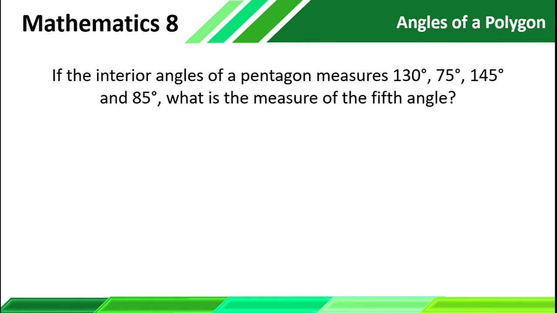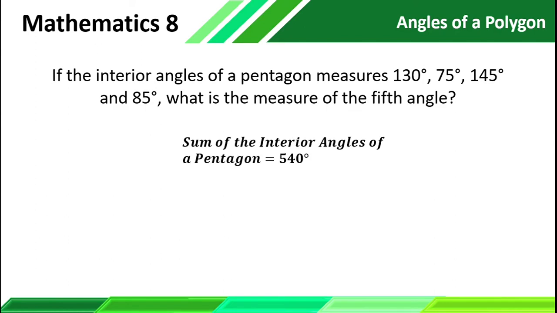Next, if the interior angles of a pentagon measure 130 degrees, 75 degrees, 145 degrees, and 85 degrees, what is the measure of the fifth angle? So in this given problem, it was mentioned that it is a pentagon. And we know that the sum of the interior angles of a pentagon is 540.